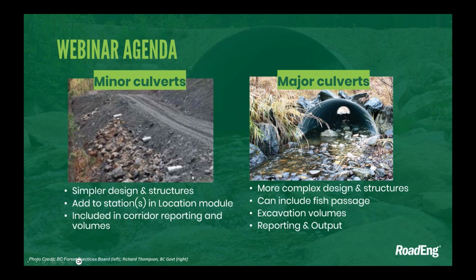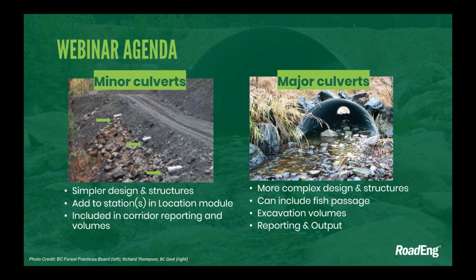Minor culverts, of course, as shown here in the picture, have a lot simpler design, a lot simpler structures, and we are able to add these quite easily to a specific station in the location module using the Culvert Editor panel. These are included in your corridor reporting, your data tables, your volumes.